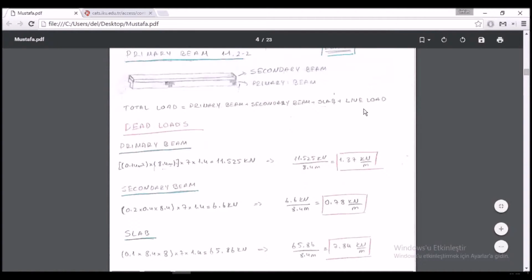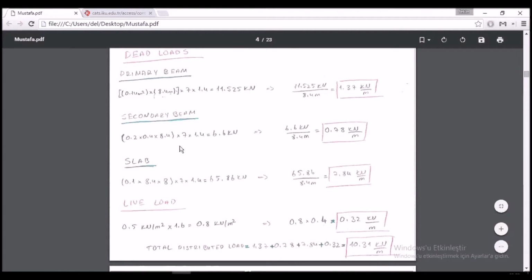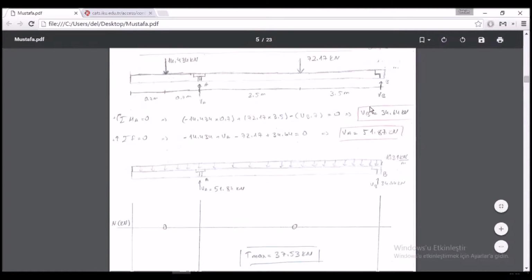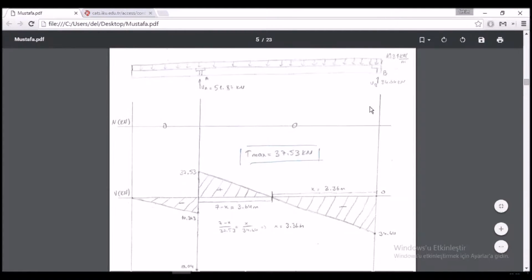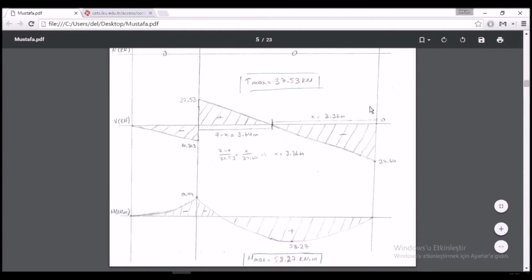As you can see here, we have found all loads on our primary beams. We have the primary beam's own self-load plus the secondary beam's self-load plus the slab plus the live load. We found all of these loads, and these loads are also distributed loads. Here we calculated our support reactions and we drew our MMV diagrams, and we found Tmax value and Mmax value.